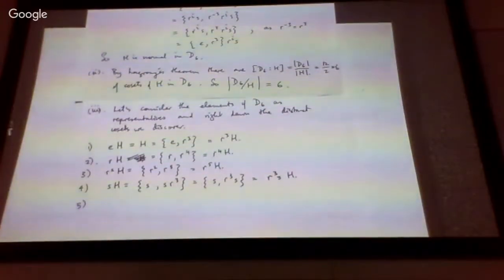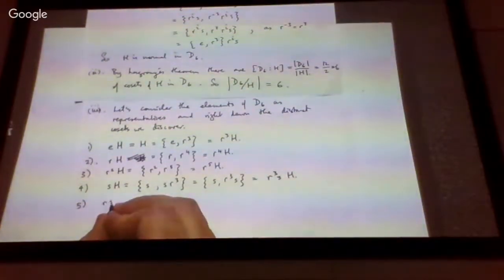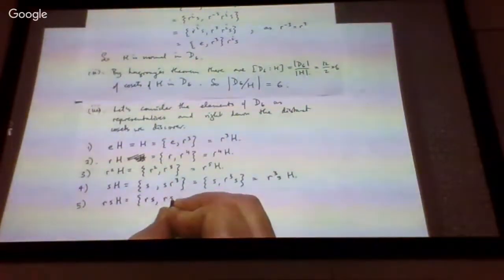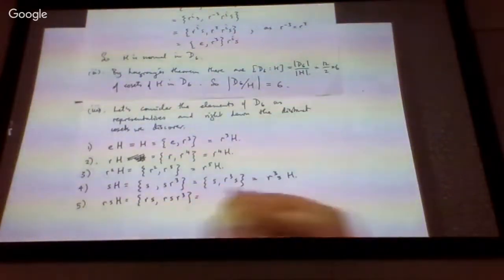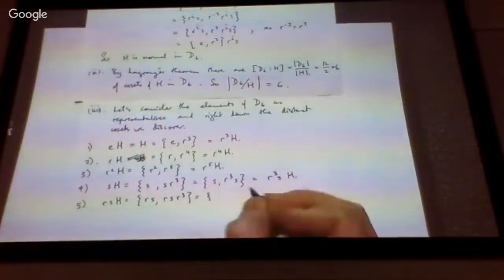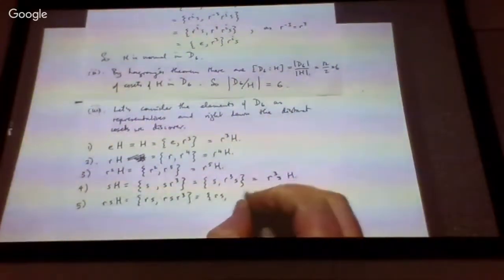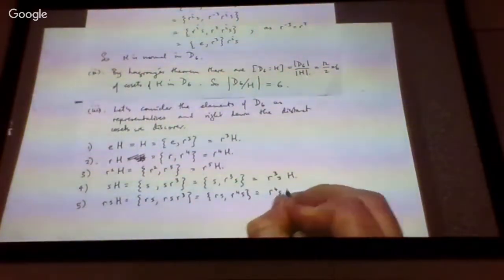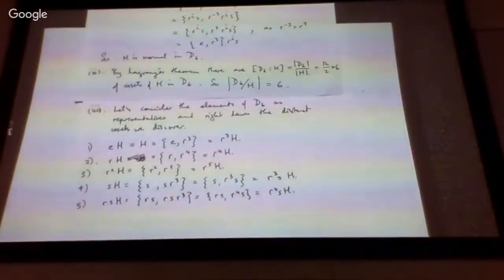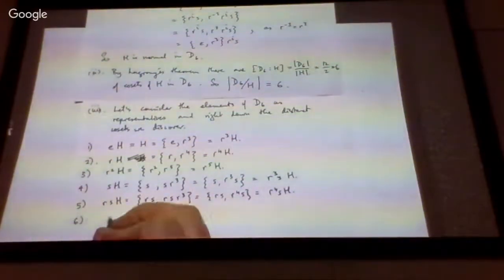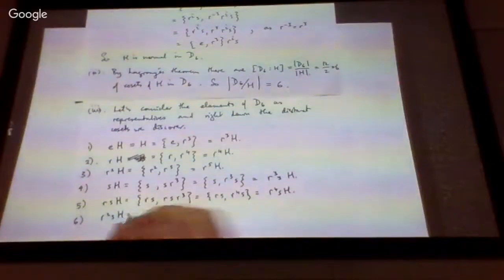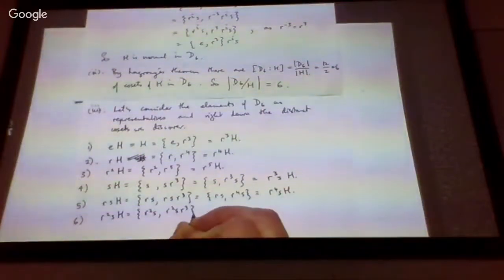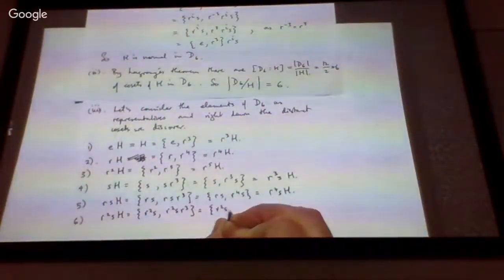So RS we haven't chosen. RH generates RS and RSR cubed, but to put that in standard form, RS and R4S, and that's going to be equal to R4SH. So just one more: R squared S, which we haven't mentioned yet. It's going to be R squared S and R squared S R cubed, but that's just R squared S and R5S.